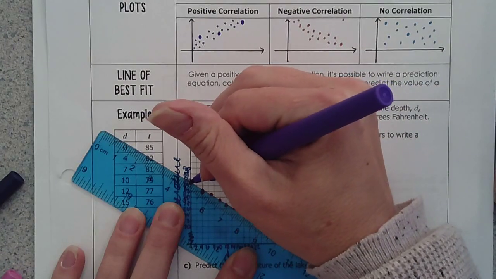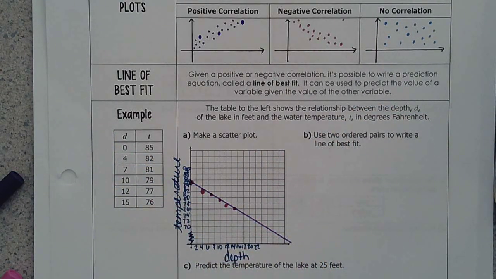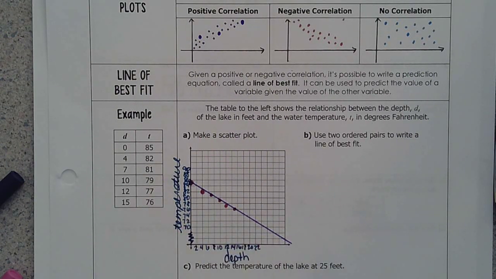Now, I did an eyeball line of best fit. This is just my best guess. And even now, I feel like I have it a little too high. But a line of best fit drawn by hand is a prediction. It's an estimate. Estimate is the word I'm looking for. It's pretty darn close, but it's not perfect. We're going to do it on our calculator in a few minutes. That one's going to be perfect.